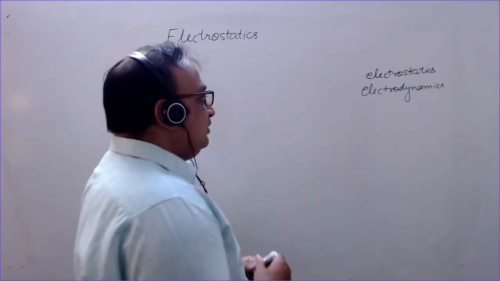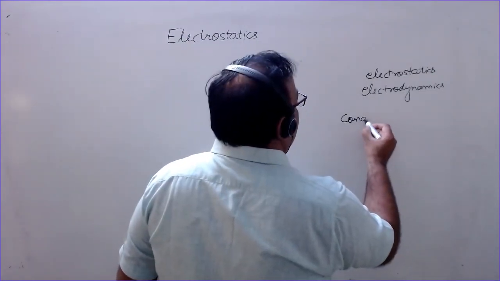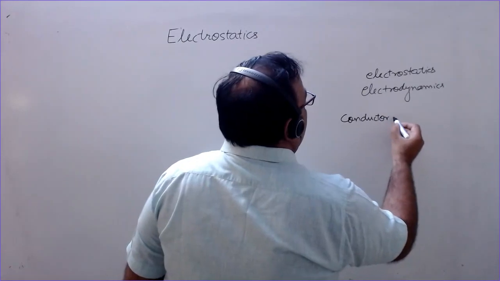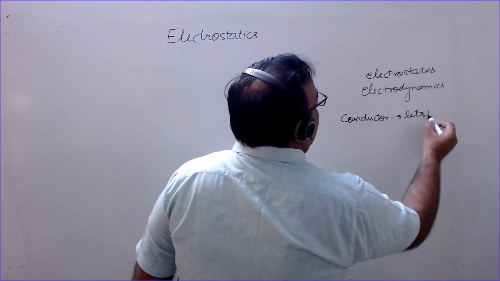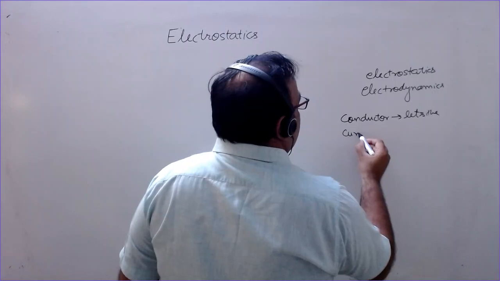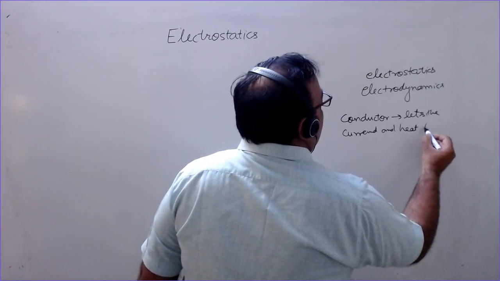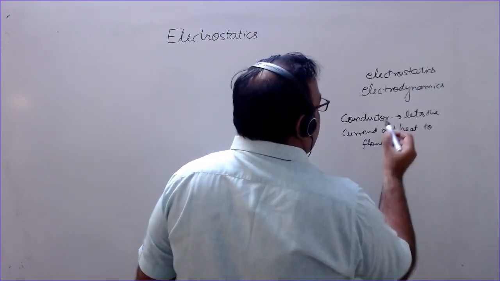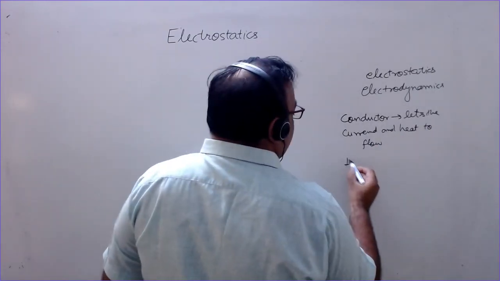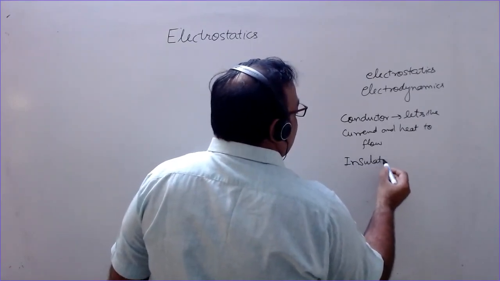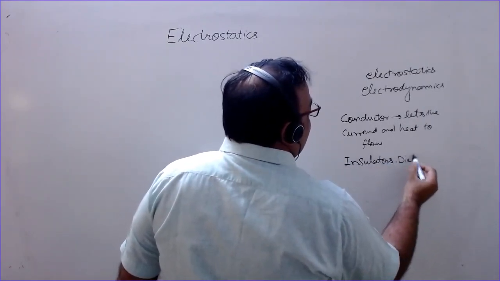The electrons from the atoms of metal, of whatever metal it is made, the metals are conductors. And you know that what is a conductor? Conductor is the one which lets the current and heat flow through it. Like we have metals which are conductors, and we have insulators and dielectrics.